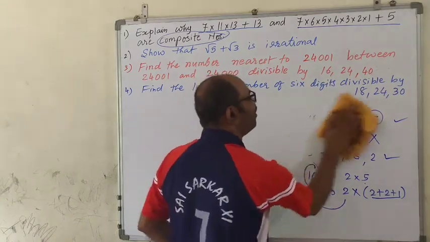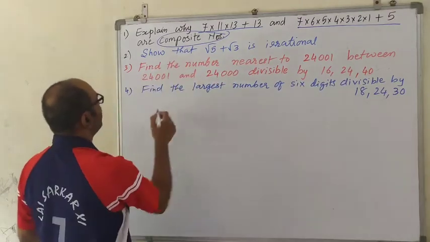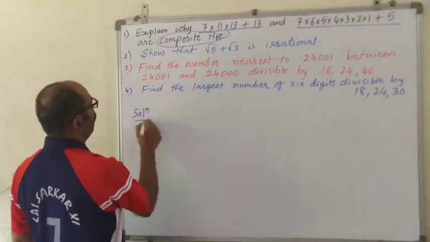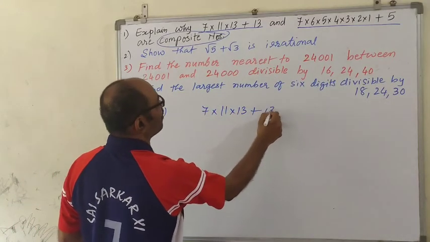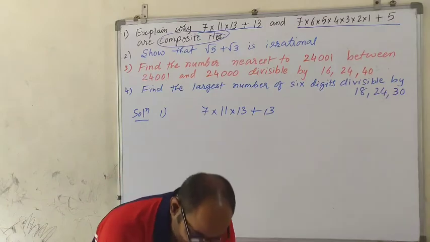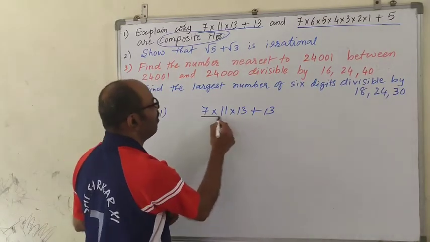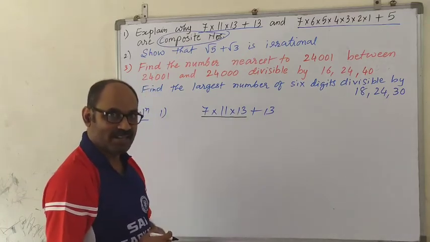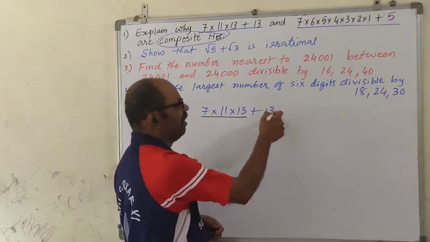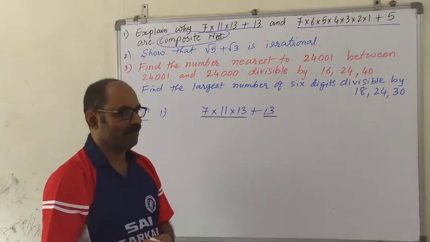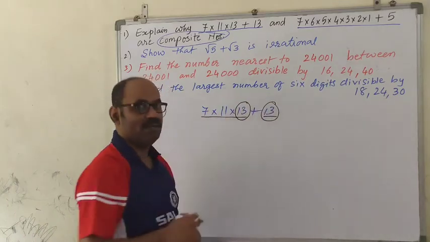Let's see the first number. It is very easy, children. Solution 1. 7 into 11 into 13 plus 13. Children, this is one expression having two terms. 7 into 11 into 13 is the first term and 13 is the second term. If you want, you can write multiply by 1. So in two terms, 13 is common.